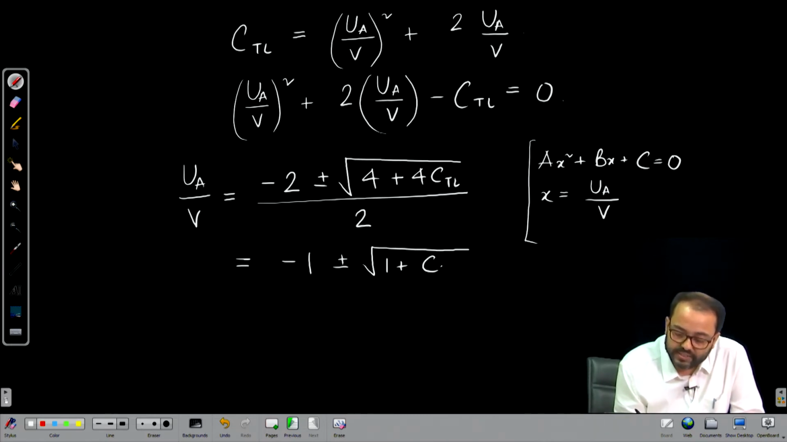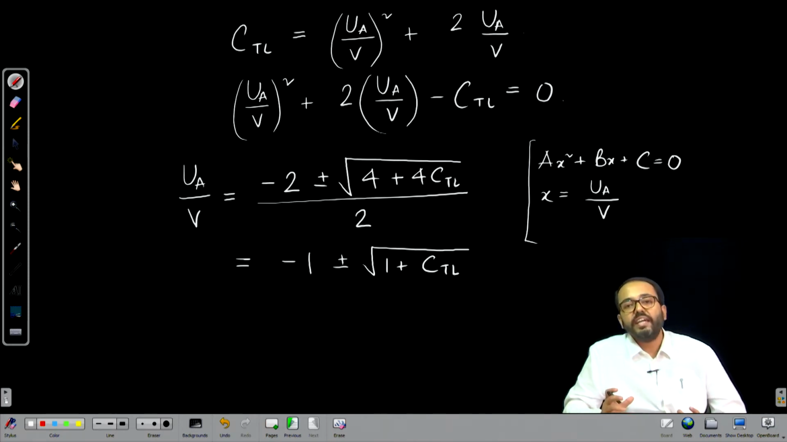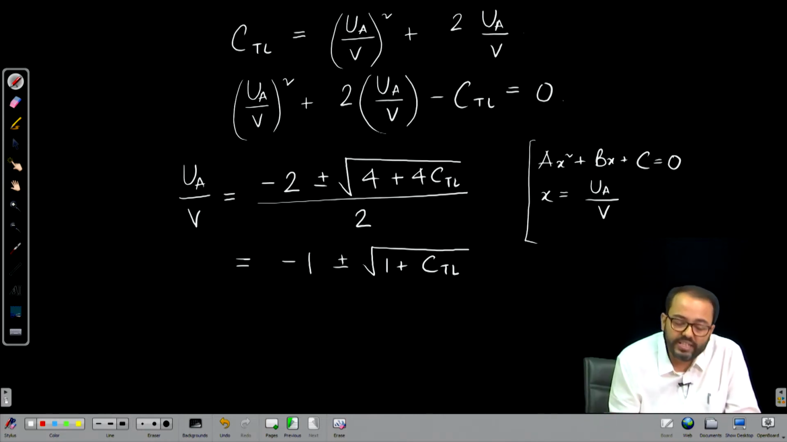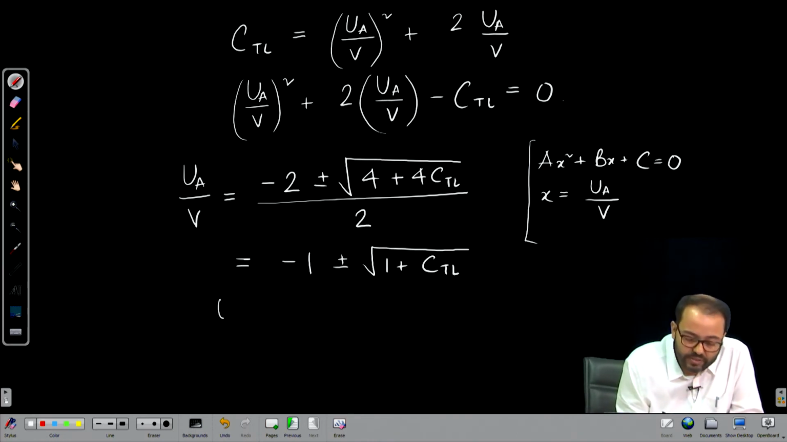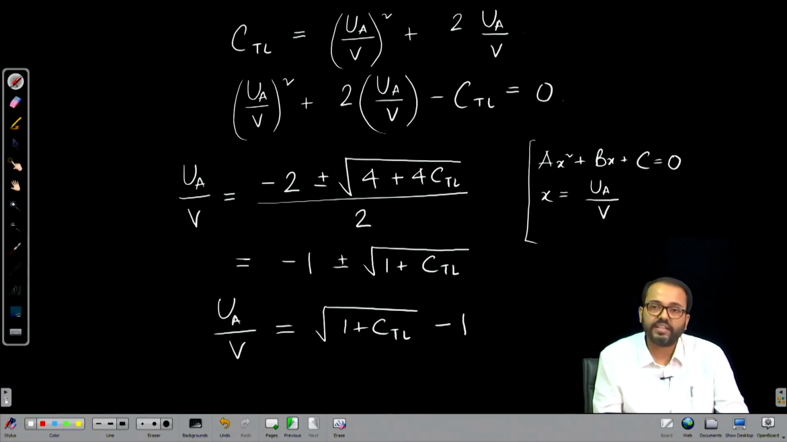Now, when we have a velocity V at which the momentum disk is advancing forward, the induced velocity UA induced by that disk has to be in the same direction as V. So, UA by V is definitely positive. So, we will take only the positive root here. Here UA by V will be root over of 1 plus CTL minus 1.